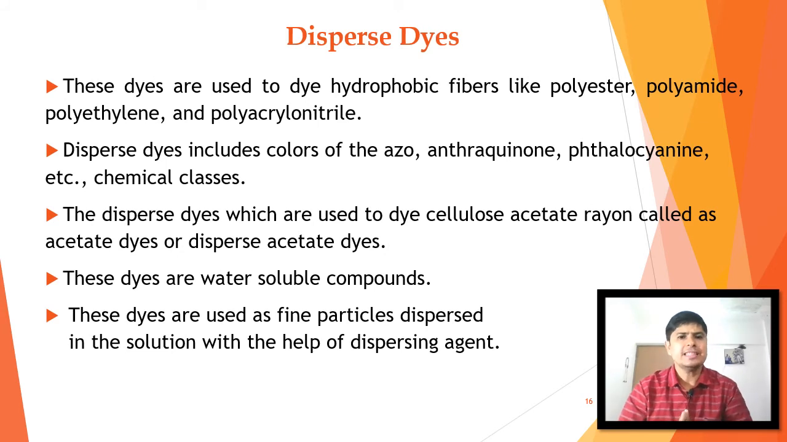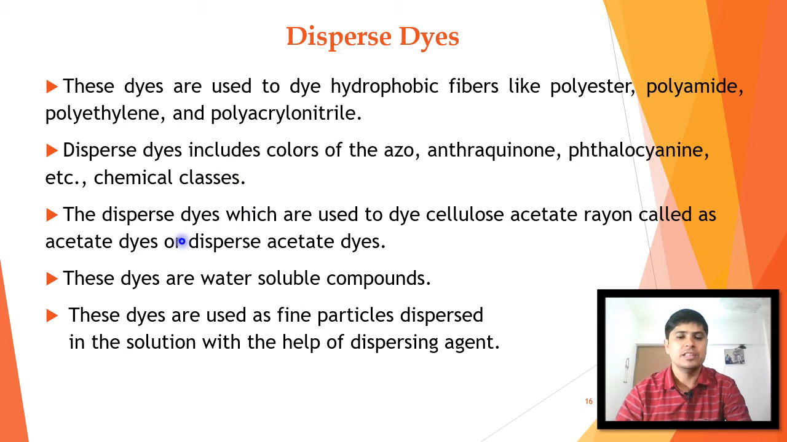Now let us see the next class of dyes, disperse dyes. We have already seen this in the dyeing method. These dyes are used to dye hydrophobic fibers like polyester, polyamide, polyethylene and polyacrylonitrile, that is, semi-synthetic and synthetic fibers. Disperse dyes include colors of the azo, anthraquinone, phthalocyanine, etc. classes.